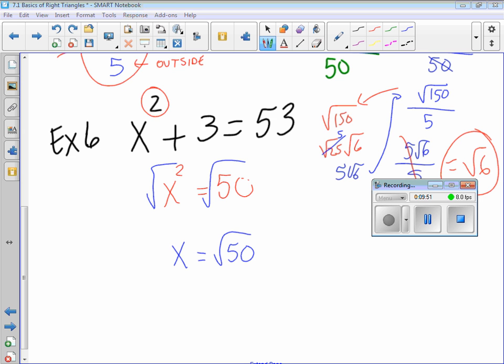Okay? Now, this is not in reduced form. We need to reduce that. Square root, square root. There's a 25 hidden in there, and there's a 2. So that 25 turns into a 5. Square root of 2. So there's my final answer. Okay? That's working with radicals and simplifying.